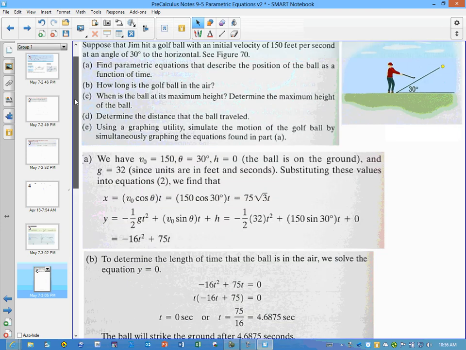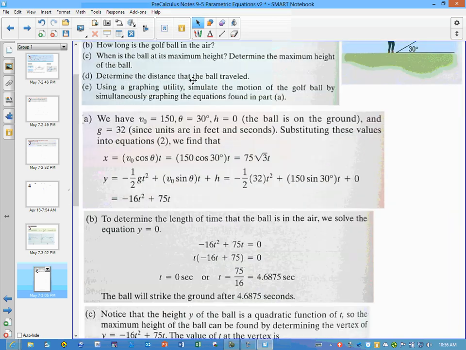All right, let's look at part D. It says determine the distance that the ball traveled. So I want to know the distance from when we struck the ball to where it landed. We're assuming there's no rolling effect afterwards. So when it lands, it stops.